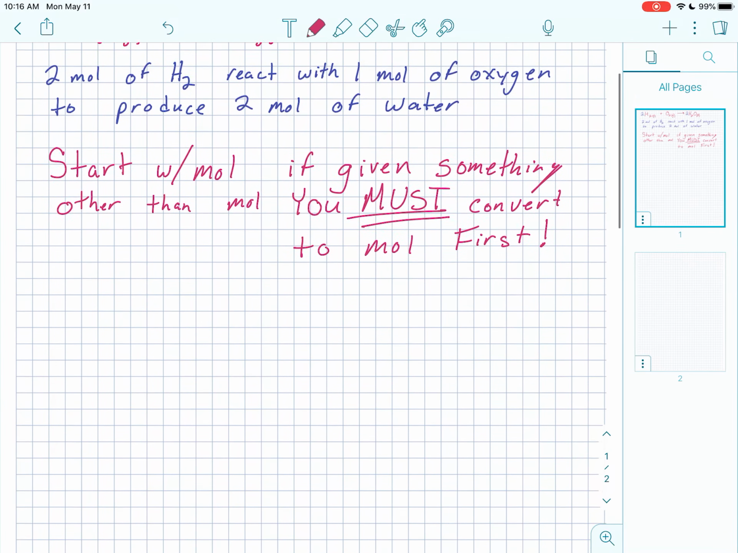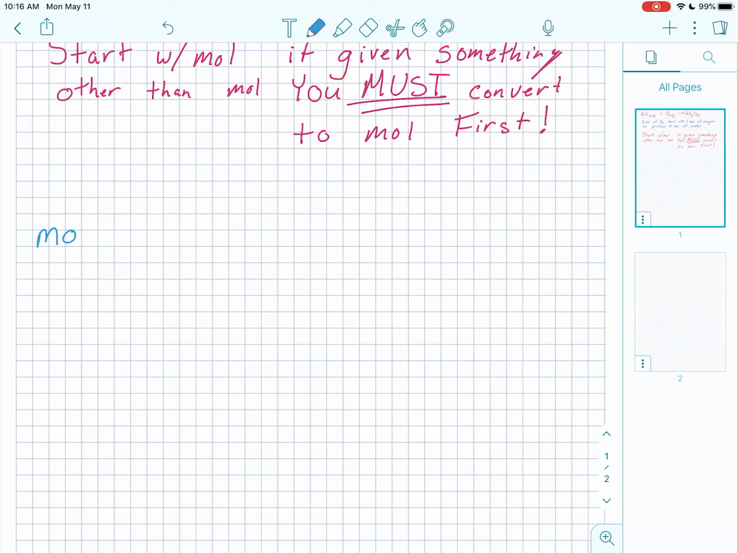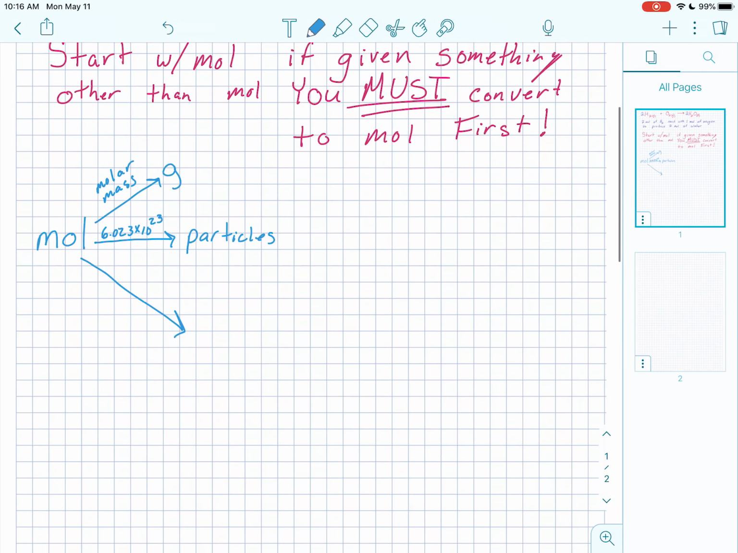So with that, let's remind ourselves of our conversions real quick. The mole is the most versatile, and this is why we're going to convert to moles first, because moles can be converted to grams, and this is by using molar mass. Moles can be converted to particles or atoms, and this is by Avogadro's number. Or moles can be converted from moles of one substance to moles of another substance using mole ratio. Okay, so mole is definitely the most versatile.